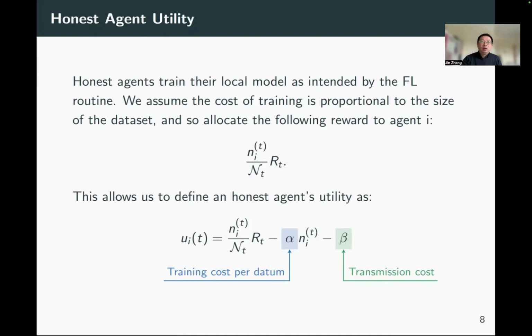We can then define an honest agent's utility as this term, the reward they will receive, minus the cost of training, which is alpha, our training cost parameter, times the amount of data they are training on. And then we also have to factor in the transmission cost, which is how much it costs them to send the trained model to the central node. This could also be framed as effectively an entry fee or deposit the agent has to pay, but we consider it as a transmission cost here.